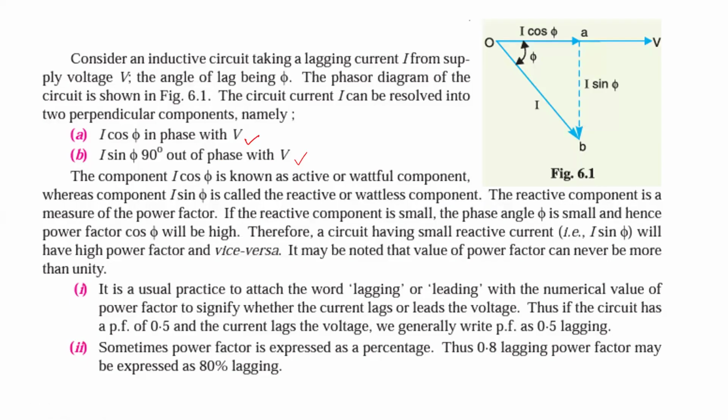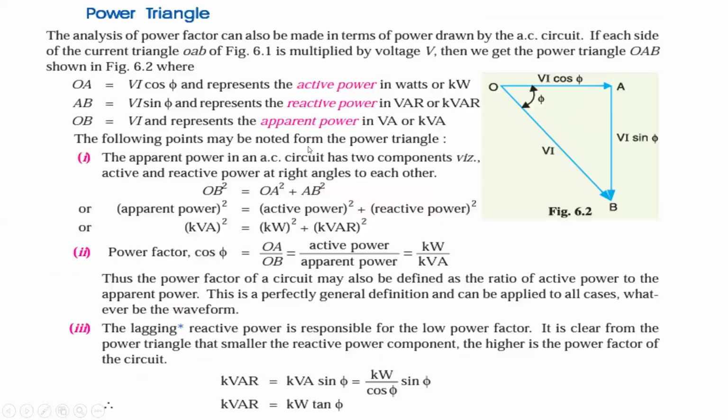From that, I want to form one triangle, which we call the power triangle. Multiply I cos phi with voltage, and the same voltage with I sin phi, and this one is VI. We have VI sin phi, VI cos phi, VI. Three types of powers we can evaluate here. VI cos phi is the active power P. VI sin phi is the reactive power Q. And VI is the total power S.